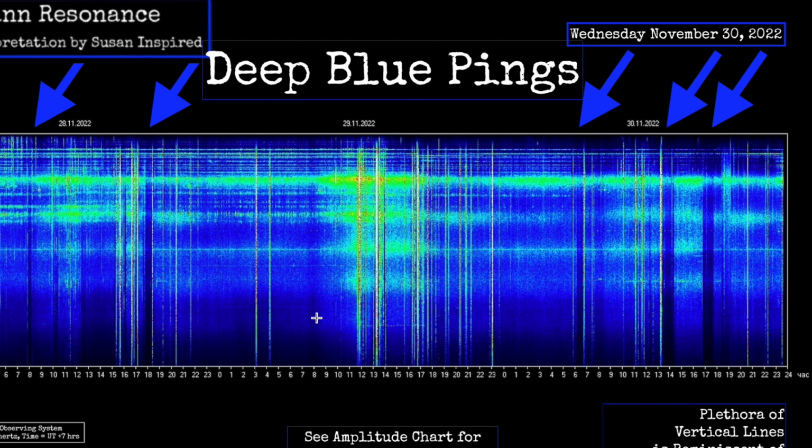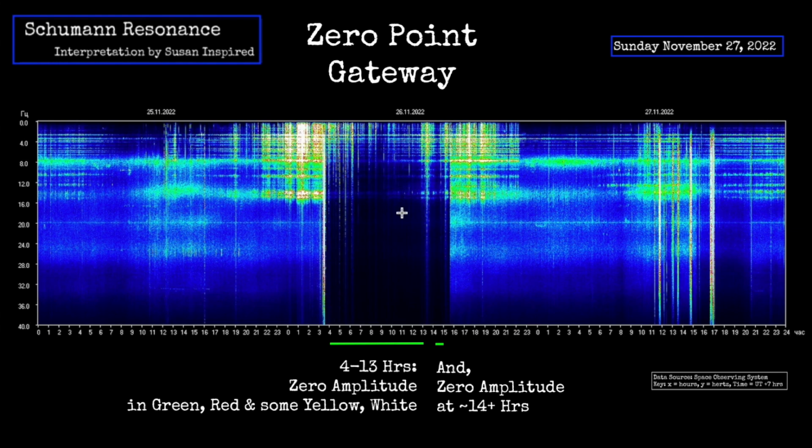So it was not surprising to me to see these blue spaces turn deep, deep blue, especially after we had the deep, deep blue of 0 amplitude. Let me show you this, okay? Because this ties right into the detail I uncovered in today's chart. Okay, so here's what I called the 0-point gateway.